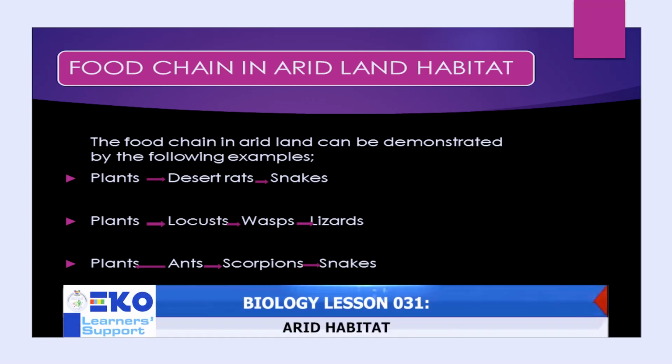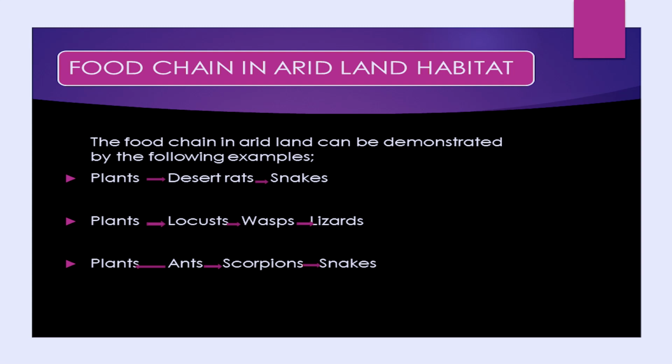Now we have another one, the plants being the producer, the ants being the primary consumer, the scorpion being the secondary consumer, and we have the snakes being the tertiary consumer.